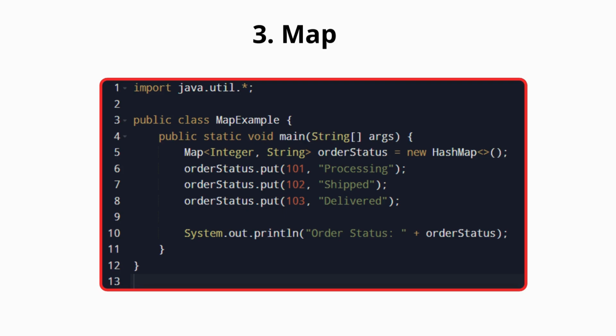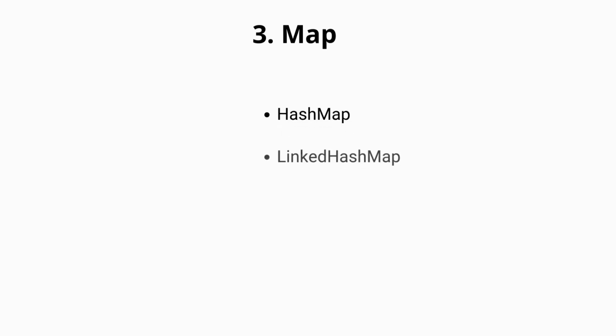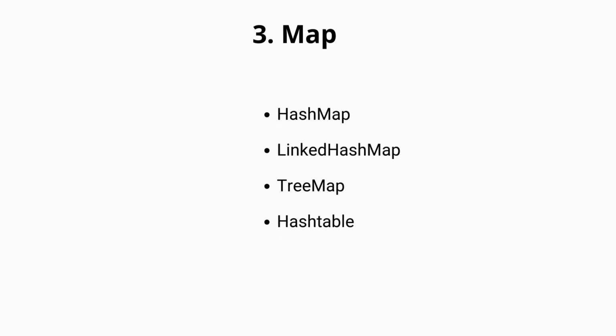So that's for storing key-value pairs. At that time, for fetching orders or products, when I need to fetch based on some key values, I can go with this. The other implementations of map are LinkedHashMap, TreeMap, and Hashtable.